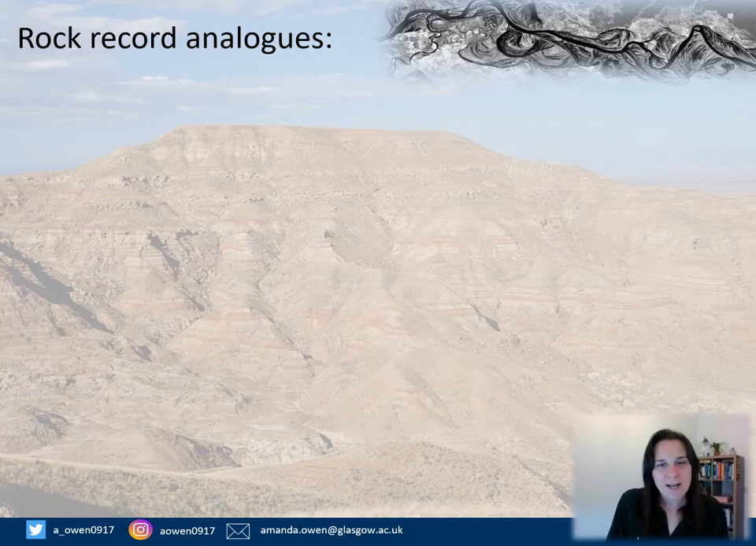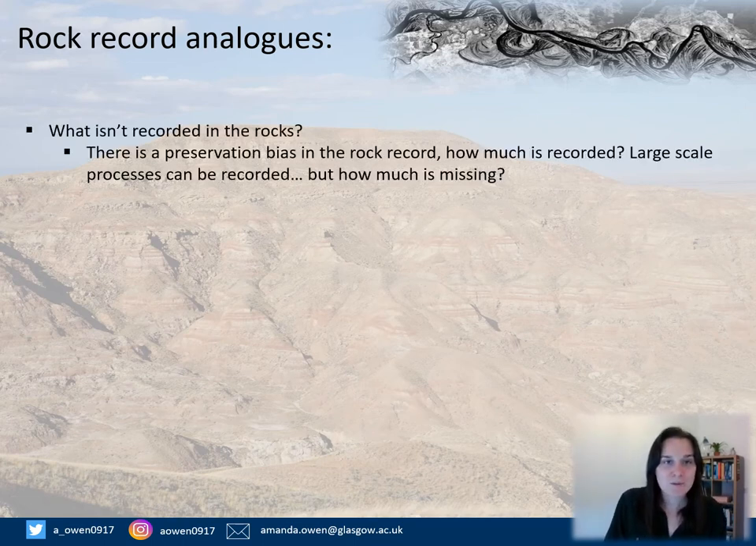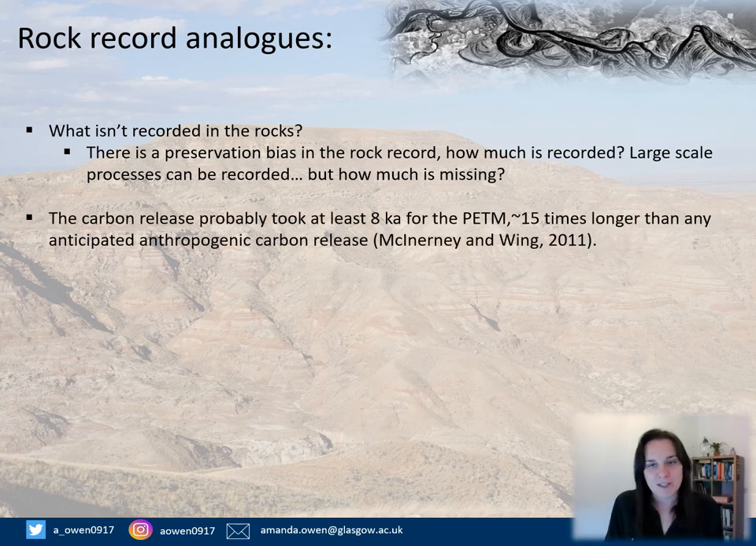So the rock record analogues, has this been useful? Well, what isn't recorded in the rocks is something that we have to consider. The rocks don't preserve everything. So we have to consider that we may actually have little bits of information missing, and that's the danger with looking into the rock record. The other thing is the carbon release probably took about 8,000 years, which is 15 times longer than any anticipated anthropogenic carbon release. That's a significant difference.